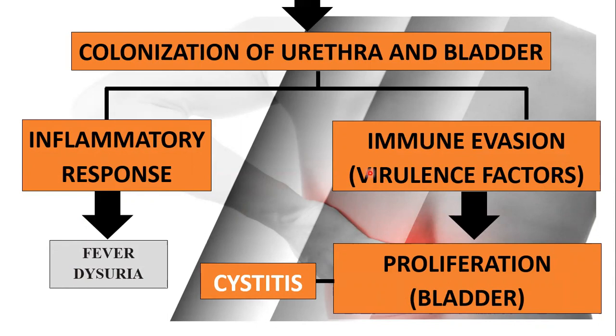Now, the virulence factors present in the bacteria would lead to immune evasion. They would be able to hide from our immune system. So now, they would be able to proliferate, and that would first occur in the bladder, which would manifest as inflammation causing cystitis.